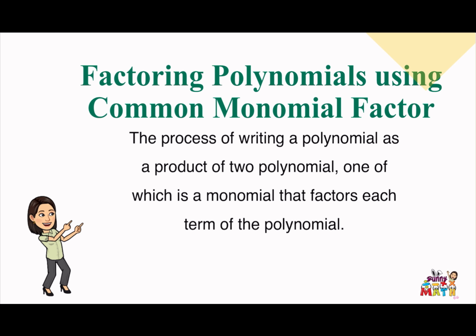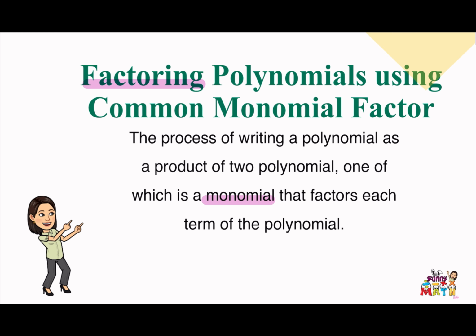Now let us learn what is factoring polynomials using common monomial factor. This is the process of writing a polynomial as a product of two polynomials, one of which is a monomial that factors each term of the polynomial. We all know that factoring is the breaking down of polynomials into simpler terms. Now, a monomial is a single term in a polynomial.